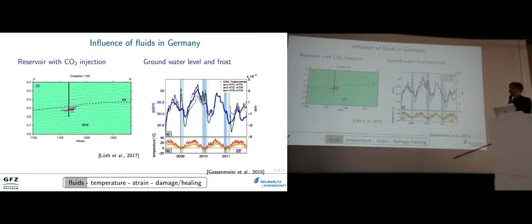So the ground is freezing, with a strong increase of the wave velocity that we measure here, and afterwards a strong decrease, because the snow that is probably on the ground and all this water is penetrating down and increasing the groundwater level.